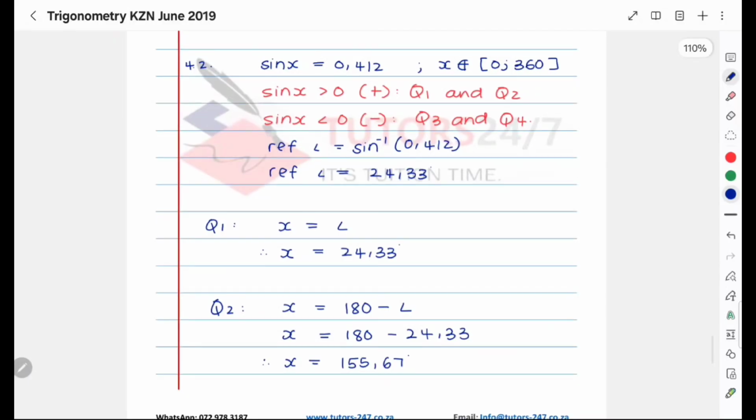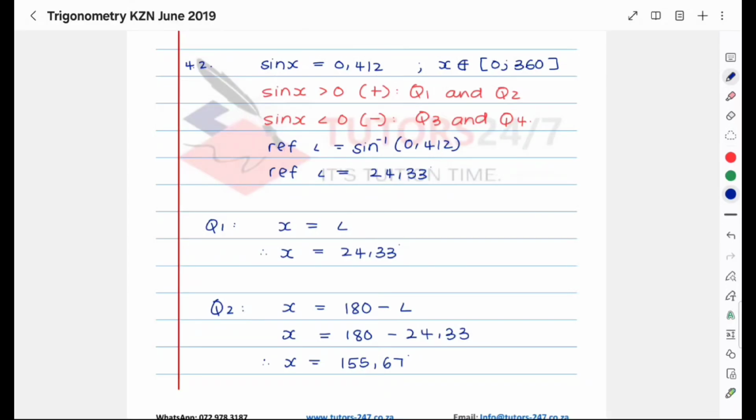Please take note that because our solution was in quadrant 2, we needed to find a reference angle. If we only had a solution in quadrant 1, we would have just taken sine to the other side and got x is equal to 24.33 and ended it there. Anytime you have a solution in quadrant 2, 3, or 4, you need to find a reference angle to find the solution in that quadrant.